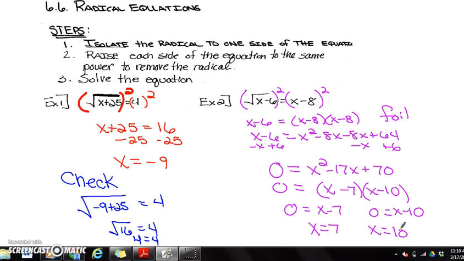There we go. You are going to have to check them to see if it works. So come up here with me and we'll check. All right, so we're going to put in the 7 first. This is when x equals 7. So you get 7 minus 6 equals 7 minus 8. This will give you the square root of 1 equals negative 1. 1 does not equal negative 1, so we reject this solution.